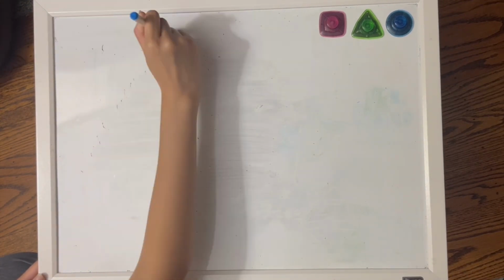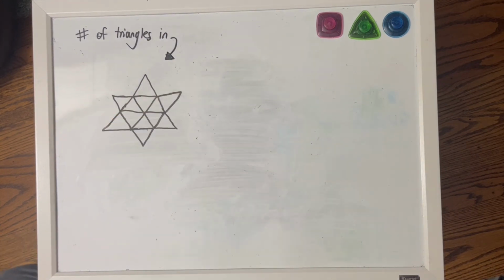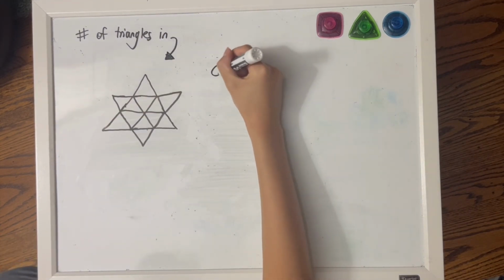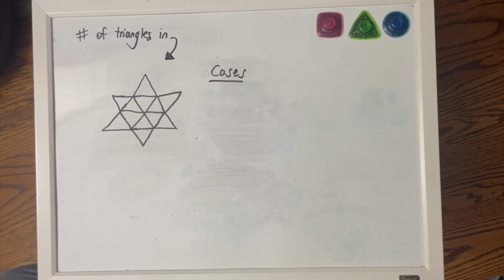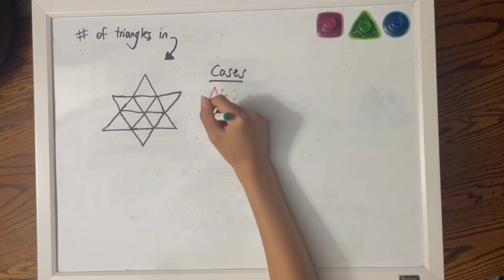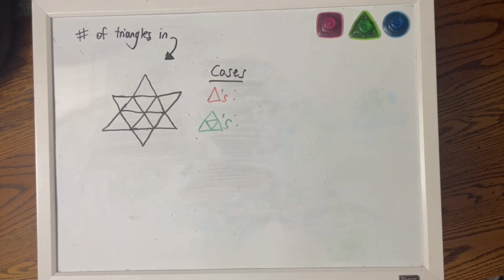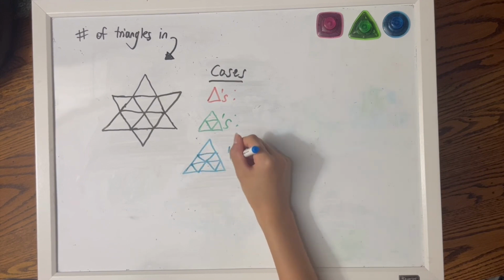Let's do another triangle problem. How many triangles are in this star-shaped figure? So again, this can be a little confusing. So let's write out our different cases, all the different possible triangles that we can find in this picture. So first, we have the single triangles. Then we have the triangles that are made of 4 triangles. And then finally, we have our biggest one, which is made up of 8 little triangles.